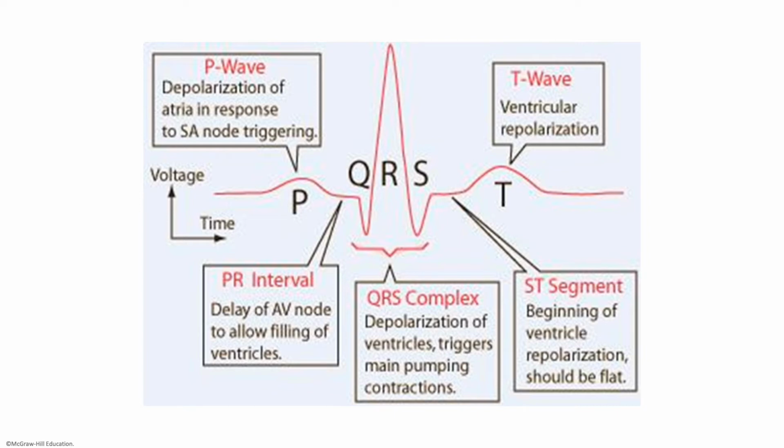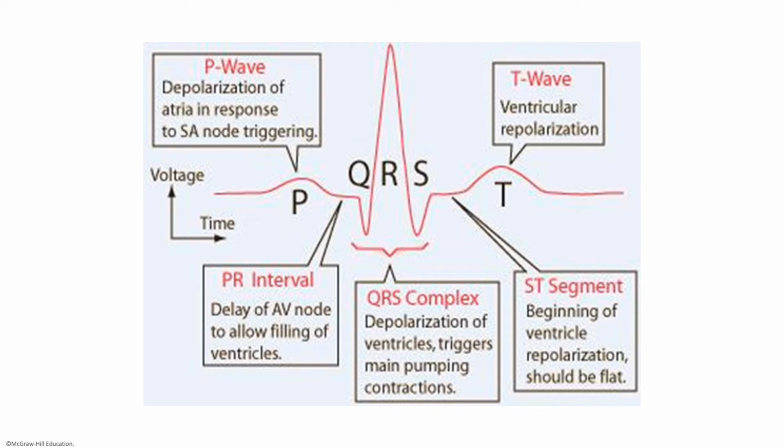This is showing voltage over time, and the P wave, which will always be that first wave shown there, results in response to the SA node triggering the first part of this conducting system. So when the SA node starts the conduction system of the heart, it causes depolarization of the atria. And depolarization just means that this impulse has started to pass through the atria. And it's shown by this P wave on the graph.